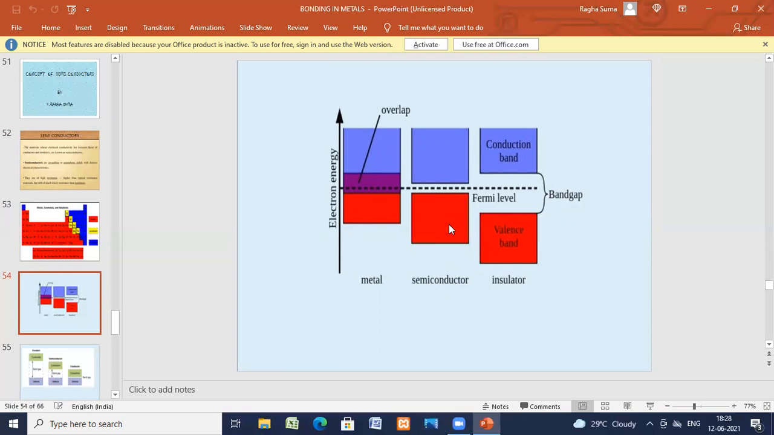And now the semiconductors, you can see a Fermi level. The red one is the valence band and the blue one is the conduction band. Here the energy gap between these two is very less. Therefore, the electrons can jump. In normal conditions, they don't conduct electricity.